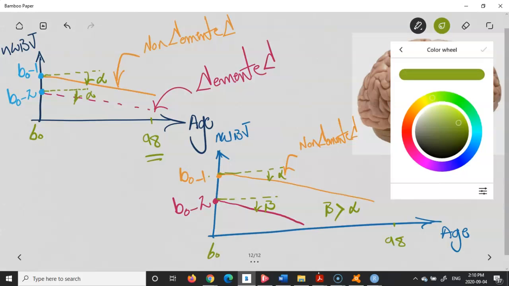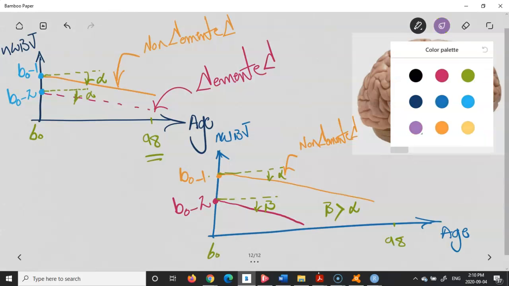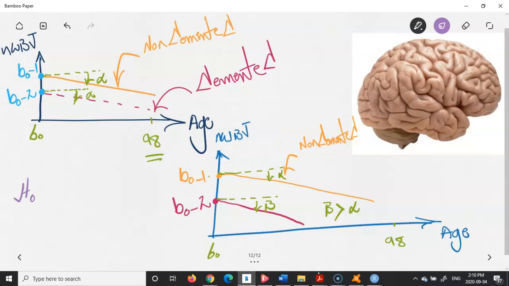Then we can hypothesize two cases. For case one, the null hypothesis, we say that the rate of change and brain atrophy in the two groups, demented and non-demented, are going to be the same. For the alternative hypothesis, we say that no, there is going to be a difference in the rate of brain atrophy between the non-demented and the demented cases. Depending on which case we get, we can see which rate is faster and bigger.